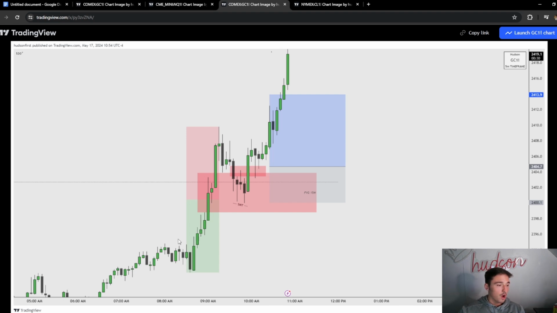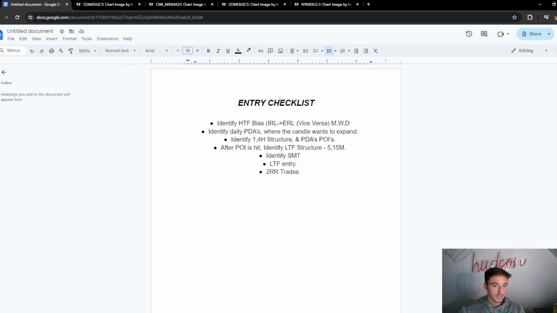So if you do not have an entry checklist, you have to create one, right? Once again, identify that higher time frame bias, internal to external liquidity or vice versa. Going from the monthly to the weekly to the daily, identifying the bias. Identify those daily PD arrays and where the daily candle wants to expand. If we're targeting internal and we just delivered from an external level, identify the 1 to 4 hour structure and PD arrays that are points of interest.